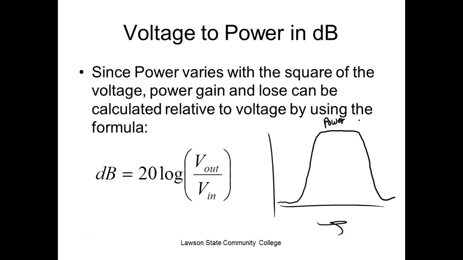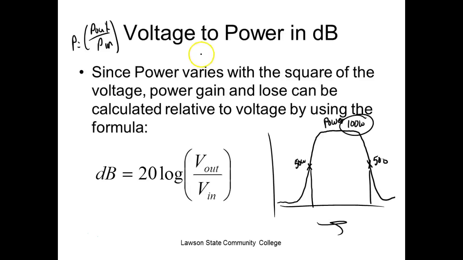So what we would do is go to the half. If this is 100 watts, then the cutoff frequencies would be at 50 watts, and over here this would be 50 watts. The bandwidth would be that range of frequencies between 50 and 50. But this is power. Everybody understand that? Now, power gain. Power gain would be equal to power out over power in. Everybody understand that?